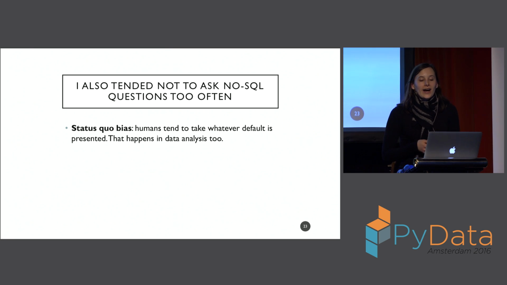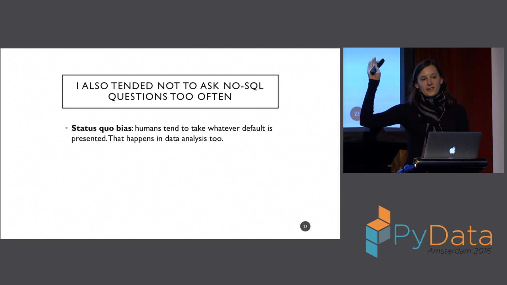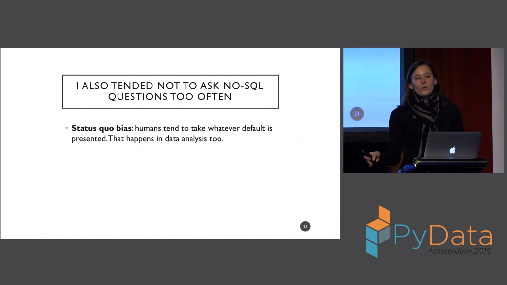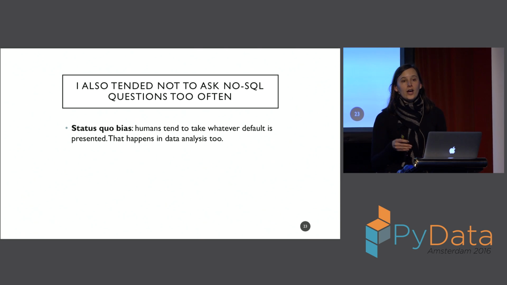One is status quo bias. Humans tend to take whatever default is presented, right? That happens in data analysis too. So when I give you that first graph, right, that shows the tests in order, when I ask you what's interesting, you're going to go to that ordered column, right? Because that's really the easy place to know something.